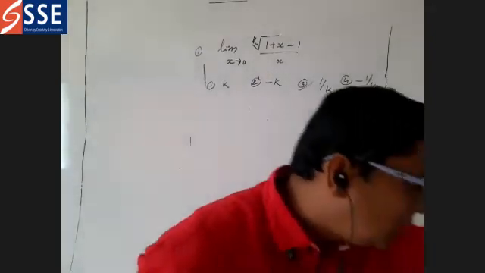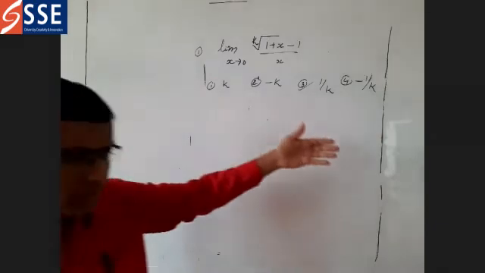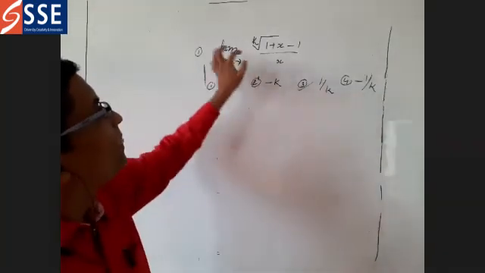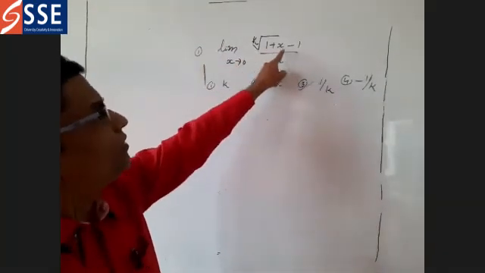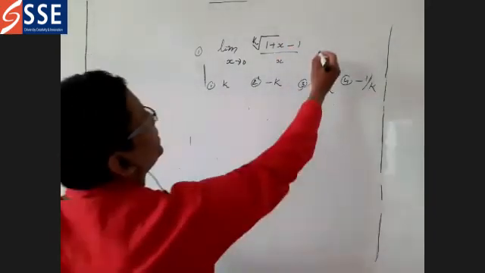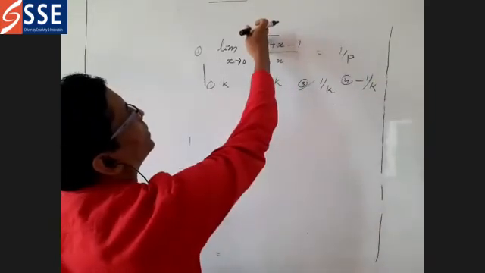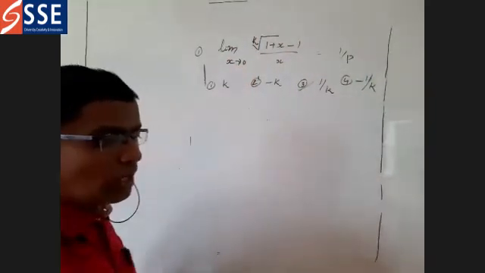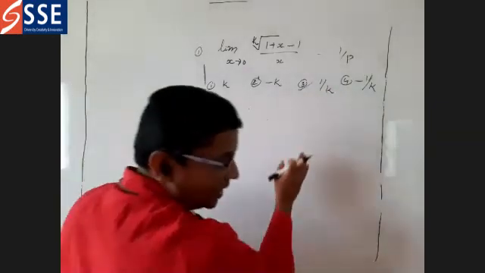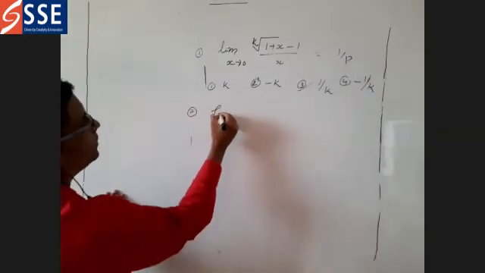Govardhan Reddy, it is not k. See once again, check. Today only I told: limit x tends to 0, pth root of 1 plus x minus 1 by x is nothing but 1 by p. That's why here the root is the kth root, so the answer is 1 by k. Shall we move on to another one?